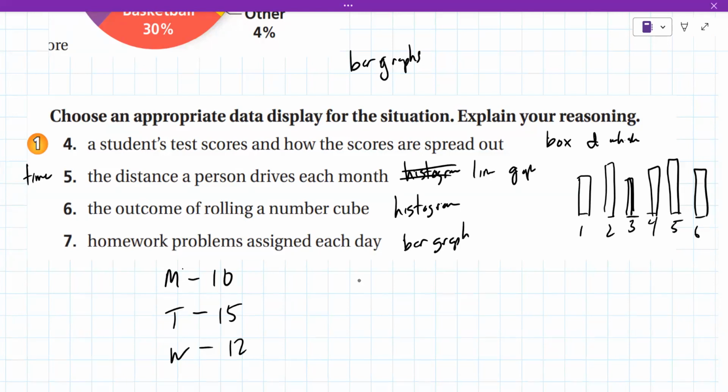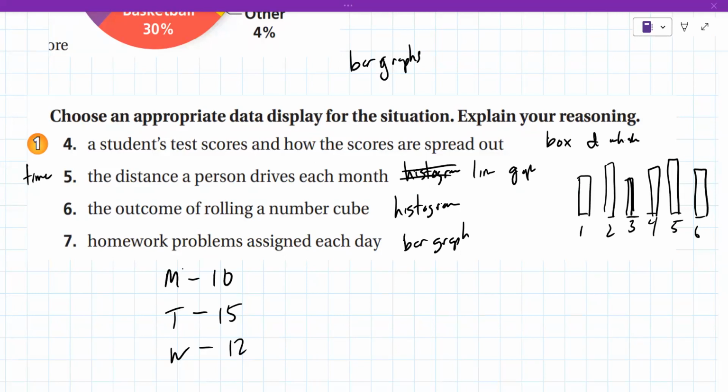Would a bar graph not work for number six? Why would six be a histogram? Because the results are not categories. It's a numerical value of the result. Okay. Got it? Yeah. Okay. So that takes care of that.